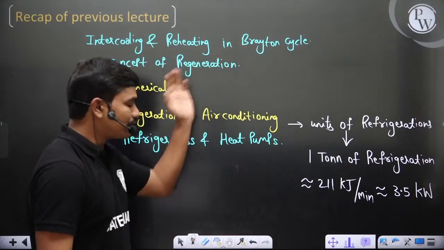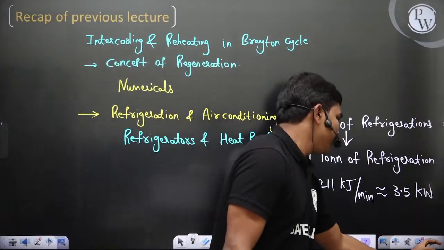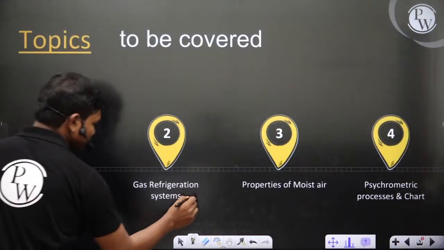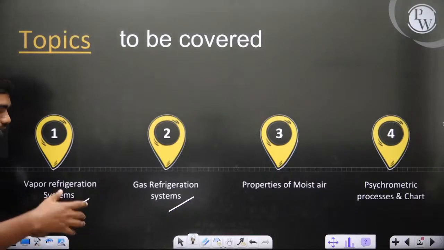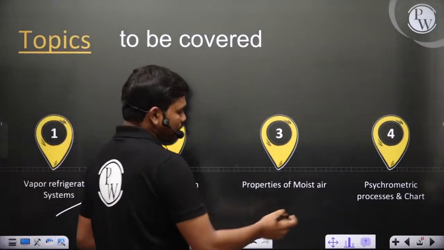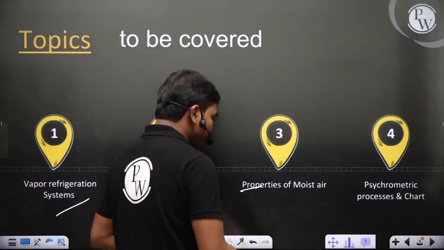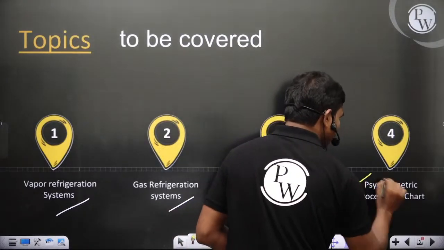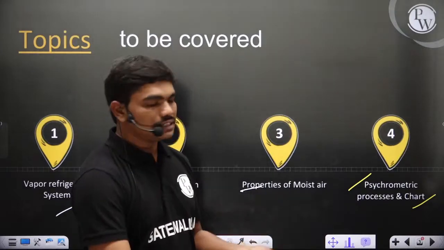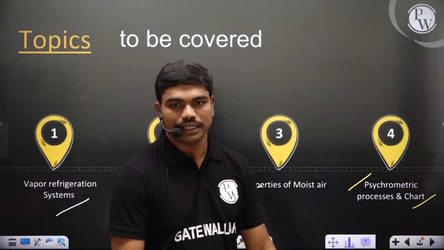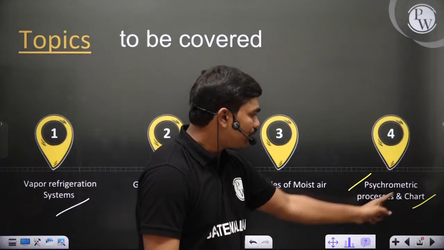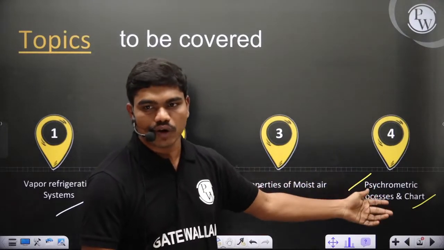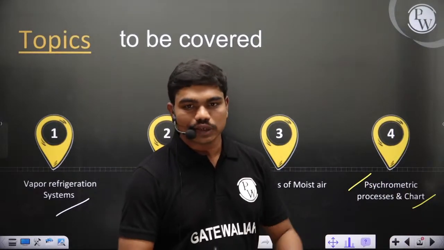These are the things we saw in the last class. In today's lecture we will start looking at vapor refrigeration systems and also gas refrigeration systems, though gas refrigeration slightly less. Then we'll go into air conditioning, study the properties of moist air, and solve some numericals. If time permits I'll also continue with the psychrometric process and chart today, or else we'll deal with it in the next class. So this is the plan for today.